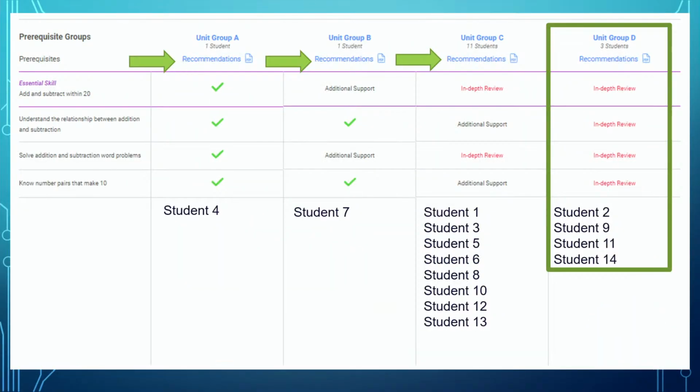For example, and you will see in the sample class that comes up, this teacher is able to view how her students are predicted to respond to instruction. So at first glance, you'll notice in column A, there's only one student in this group that has demonstrated readiness for the grade level standard. In group B, we see one student who may need some additional support, but the majority of the teacher's students have fallen into group C and group D, indicating that they really will require an in-depth review of prerequisite standards prior to heading into grade level instruction.